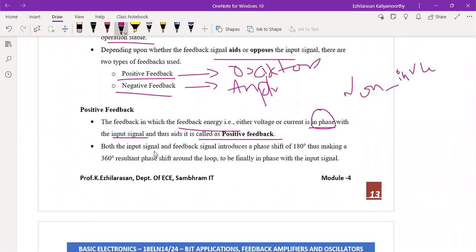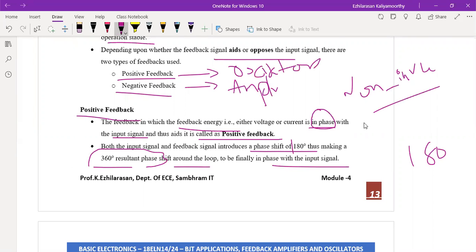Both the input signal and the feedback signal introduce a phase shift of 180 degrees, thus making a 360 degree resultant phase. That is what happens when you give the input signal: the feedback signal will normally give a phase shift of 180 degrees. The input signal is introduced with another 180, so together we have a 360 degree resultant phase shift around the loop. So finally it is in phase with the input signal. With the help of positive feedback, we'll get a non-inverted output.